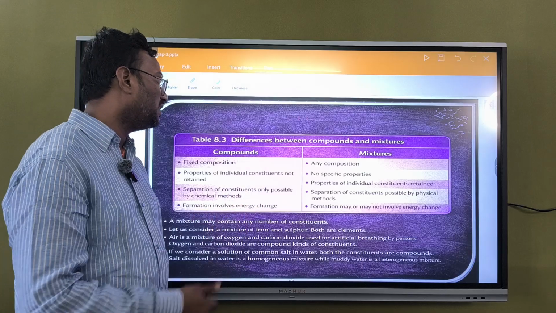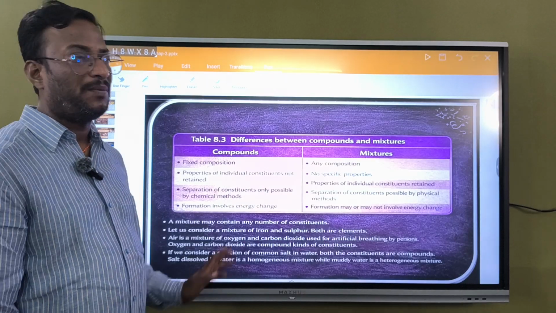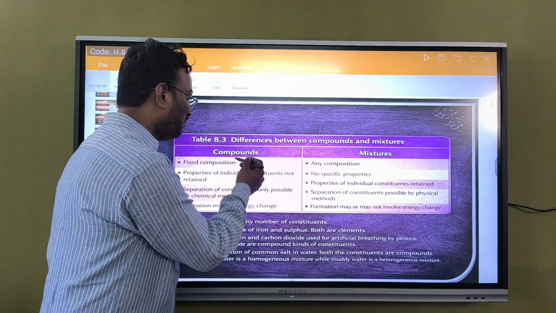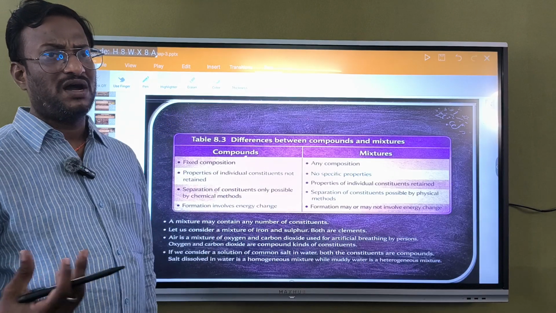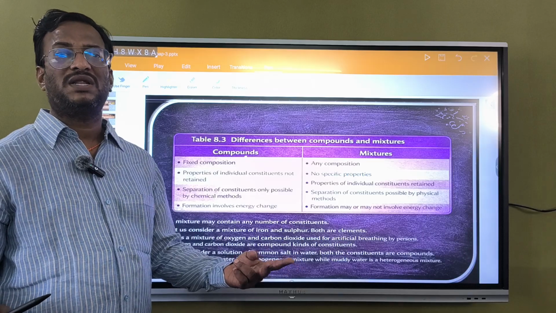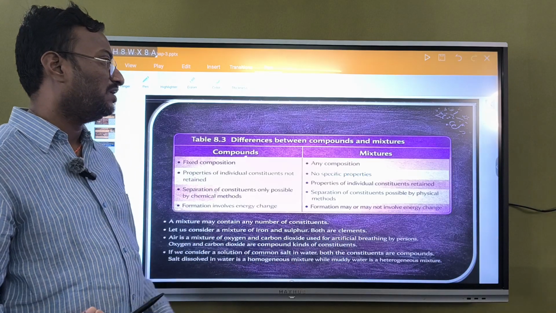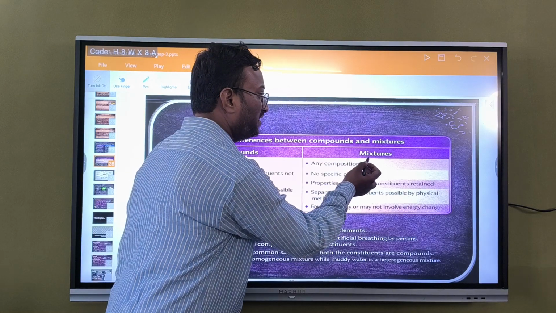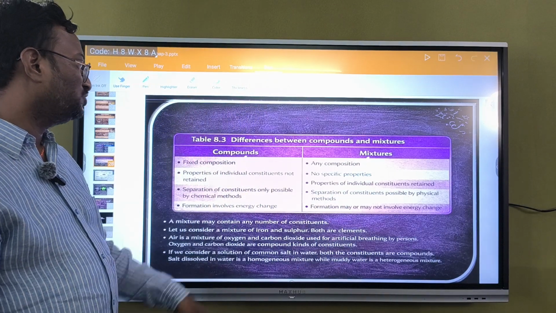Now, the differences between compounds and mixtures. A compound has a fixed composition. Water is a compound, H2O. If you take any molecule, we will get 2 hydrogen atoms and 1 oxygen atom. There will be a fixed ratio there. In the case of a mixture, there will not be any fixed ratio. It may be any composition.